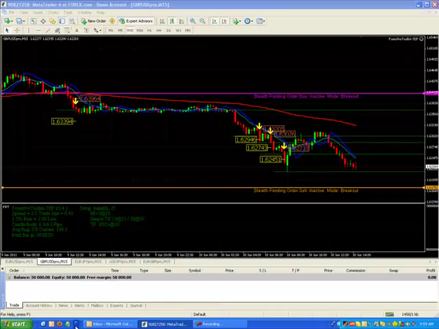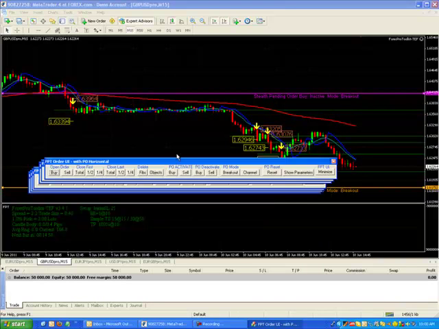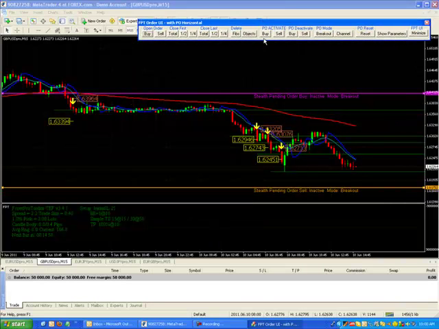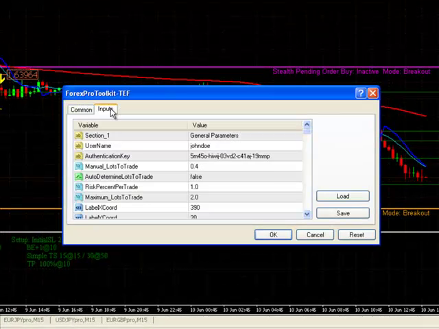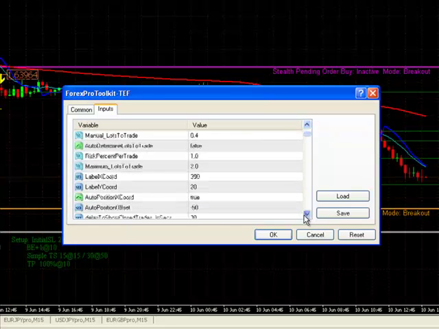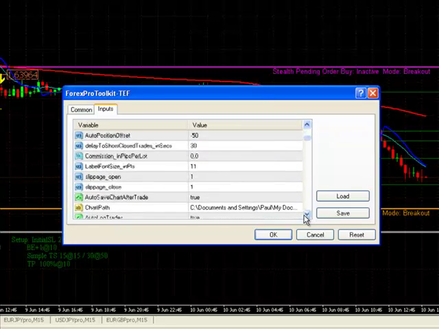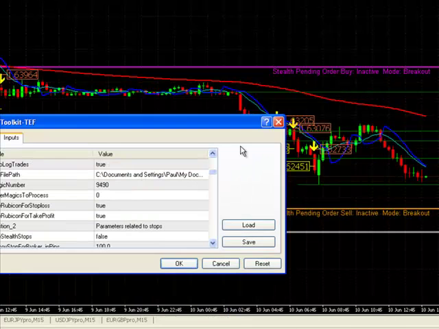Now let's bring up the order UI and let's show the parameters. Okay, when using the Rubicon indicator, there are two parameters here. The first is use the Rubicon for stop loss. That just means that it will make your stop loss at the suggested stop loss level.